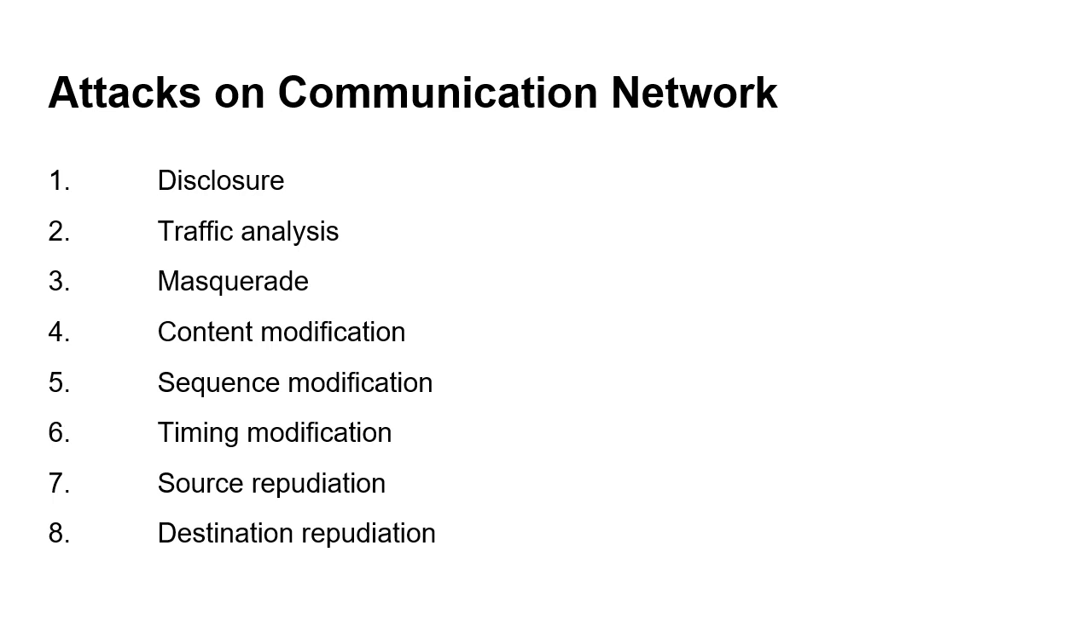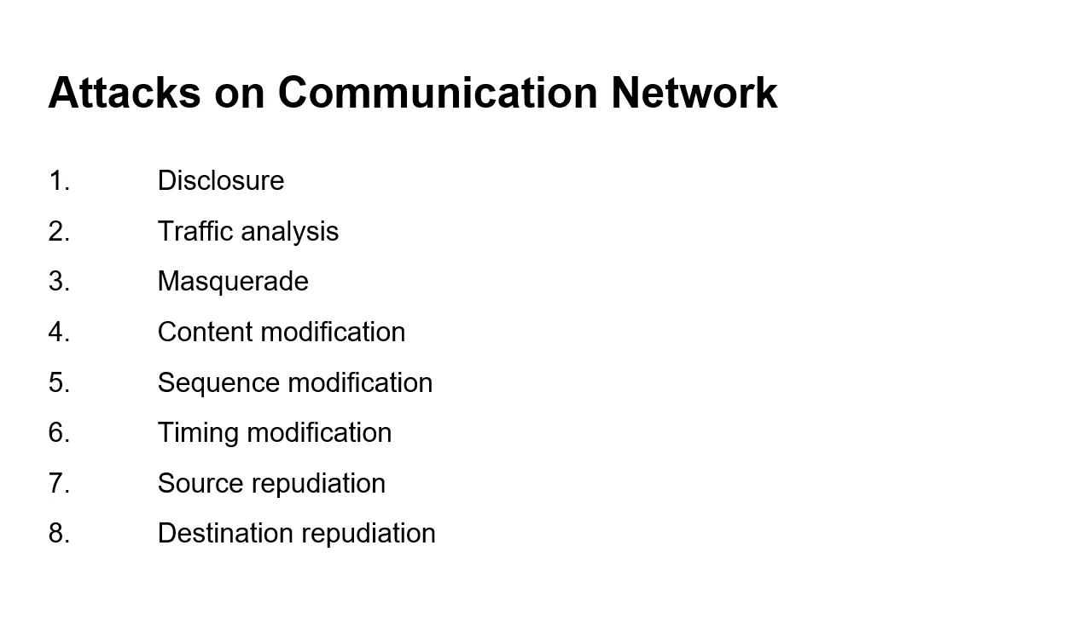So, as the name depicts, source repudiation is denial of transmission of messages by the source. And the destination, of course, will be receiving the messages, so destination repudiation is denial of receipt of messages by the destination. So these are all the possible types of attacks, and we have to take measures to deal with them.